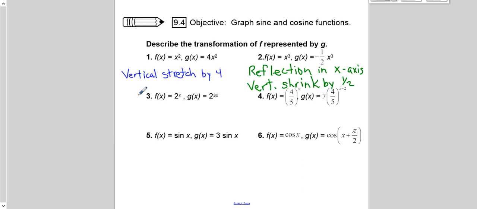All right, number 3. 2 to the x power, compare that with 2 to the 3x power. So before we were multiplying the entire function by a number. Here we have more going on in the function, and we're multiplying just the x by 3. So that is a horizontal stretch or shrink. And when it's horizontal, you have to do the reciprocal. So it is a horizontal shrink by 1/3.